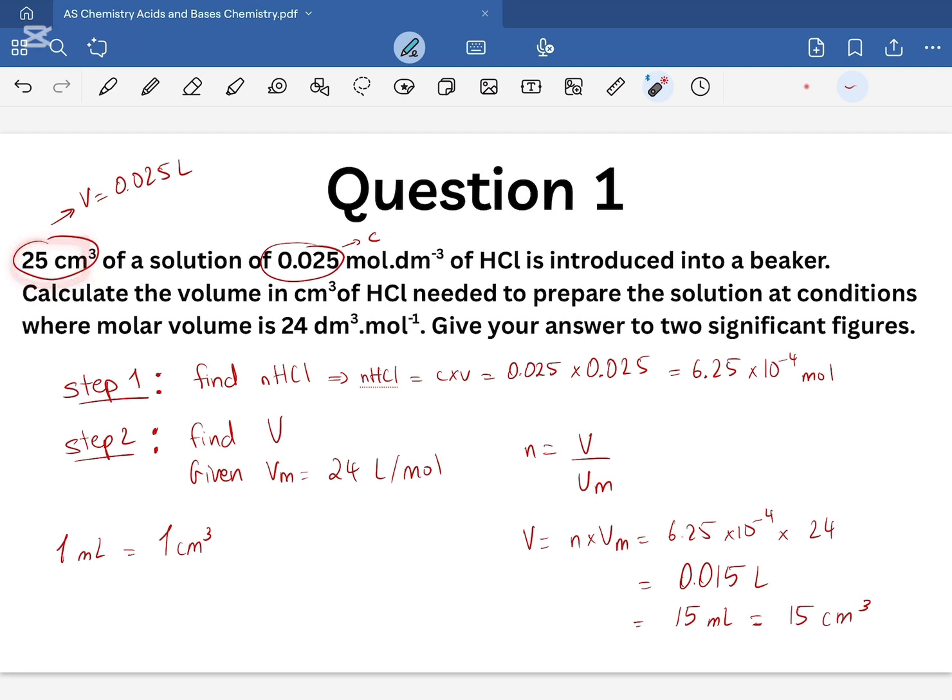So this is the volume, which is 0.025 liters. I changed it to liters. This is the concentration, which is 0.025. So first I found the number of moles, C times V. After I got the number of moles, I found the volume using this equation, n equals V over Vm. We have the molar volume, and we got the number of moles, which is 6.25 times 10 to the power of minus 4. So I multiply them, and I get a volume of 0.015 liters. Then I multiply it by 10 to the power of 3 to change it to milliliters or centimeter cube. It's the same, so it's going to be 15 milliliters or 15 centimeter cube.